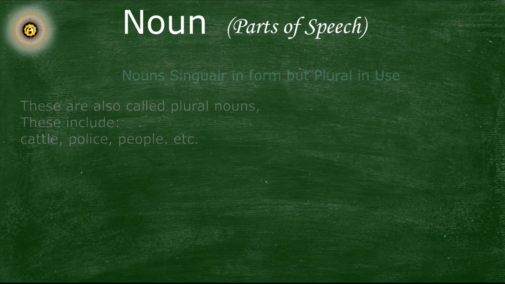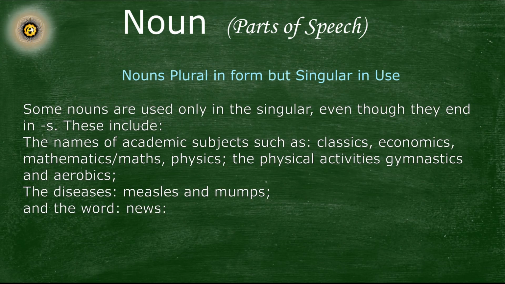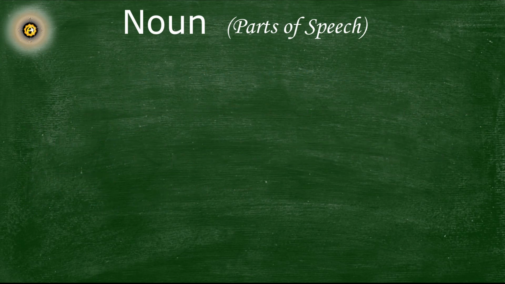Then there are nouns that are plural in form but singular in use. So to describe them, some nouns are used only in the singular even though they end in s. These include the names of academic subjects as classics, economics, mathematics or maths, physics, the physical activities or gymnastics, and aerobics. Then the diseases as measles and mumps, and the word news, and so on.